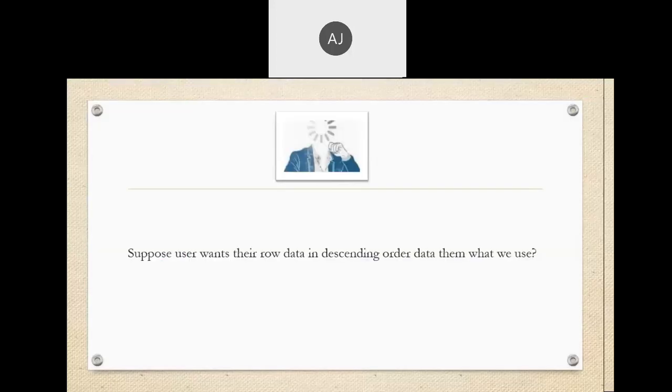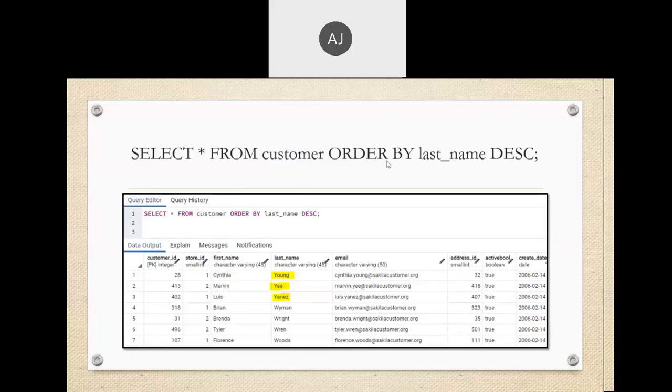Question. It's time to think. Okay, so everything will depend on imagination. We already discussed the concept of imagination. Suppose the user wants their raw data in descending order. We require the data in descending order. So here we need to move the data. Then what do we use? Just make a note of that. If you want to retrieve the data in descending order, we need to use the keyword called DESC after order by. So here: select all from customer order by last name DESC. So it will specify data in descending order.